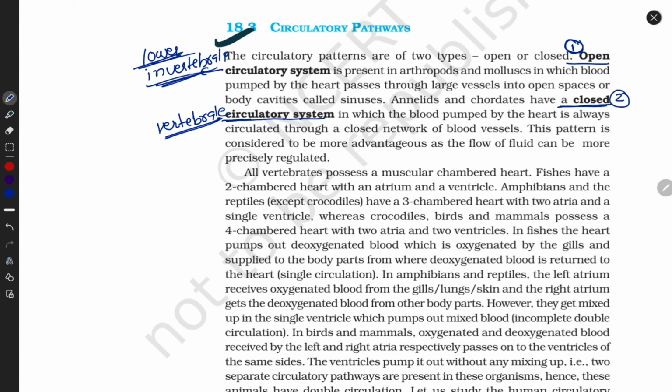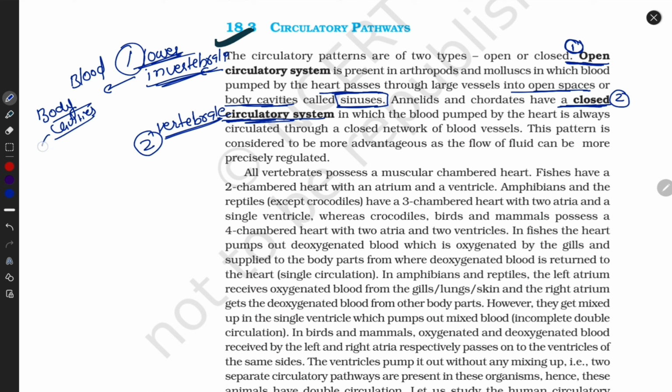What is the difference between open circulatory system and closed circulatory system? The difference is, first, open is present in lower invertebrates and closed is present in vertebrates. The next point is they pass their blood into the open space, the open body cavity. We call it sinuses. They pass their blood into the body cavity.